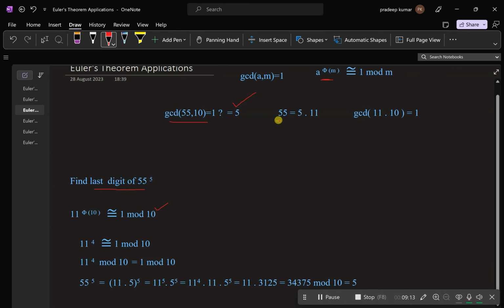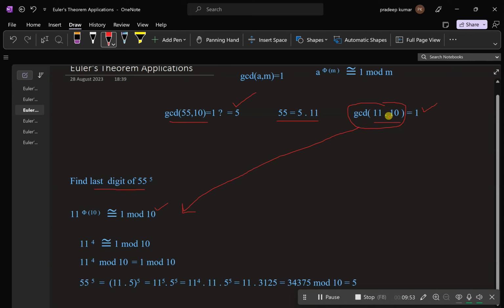Here, 55, can I write it like this? 5 into 11. And we also know that the GCD of 11 and 10 is 1. You might be thinking, why did I come directly to this? This one I'm going to use in solving this problem. As you know, any two successive numbers have a GCD of 1. In our problem we need 10 and 11. I need to express the problem in terms of 10 and 11. So 55 I can write like this, 5 into 11. And we also know that the GCD of 11 and 10 is 1.